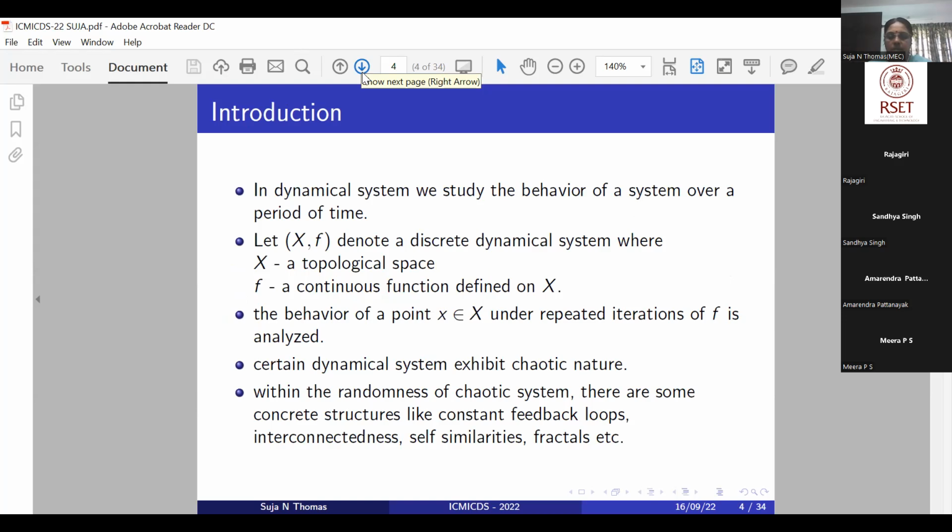In dynamical systems, we study the behavior of a system over a period of time. We consider a discrete dynamical system (X, f), where X is a topological space and f is a continuous function defined on X. The behavior of a point x in the space under repeated iterations of the continuous function f is analyzed.